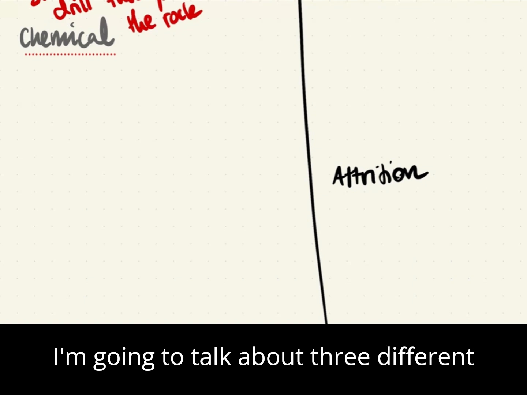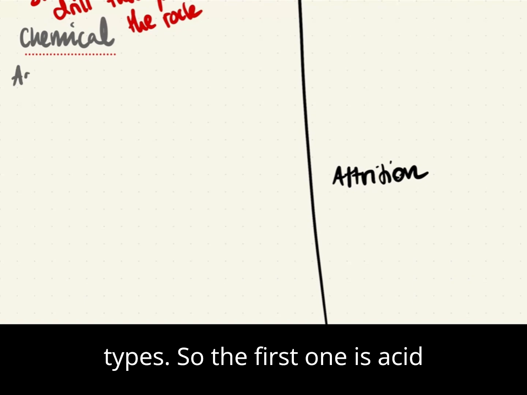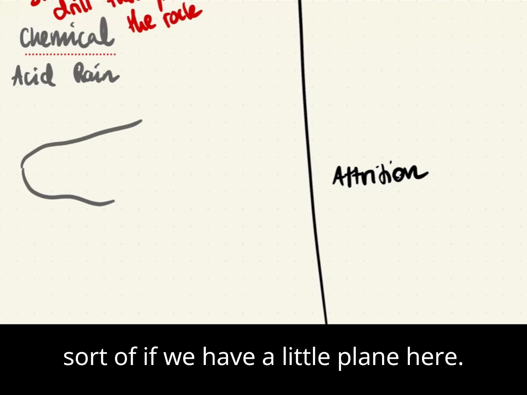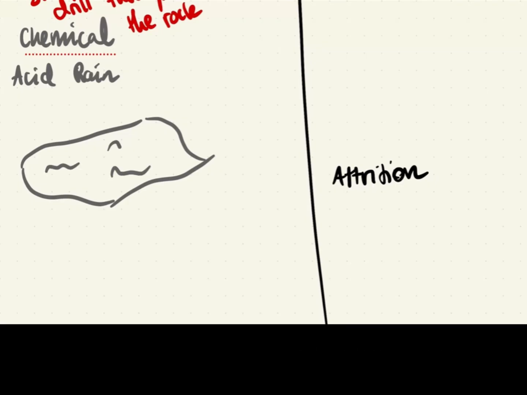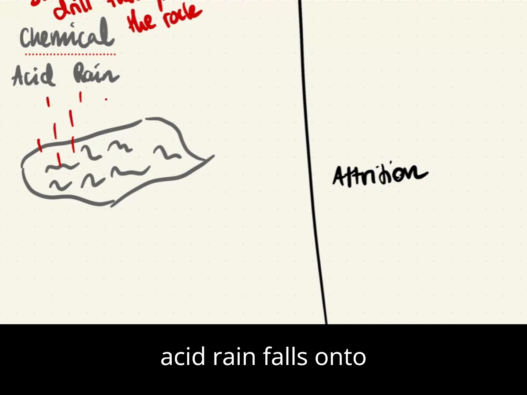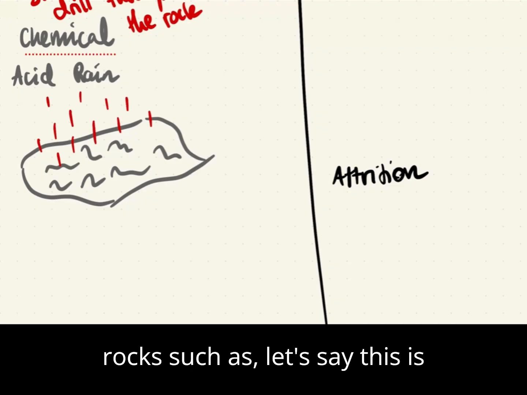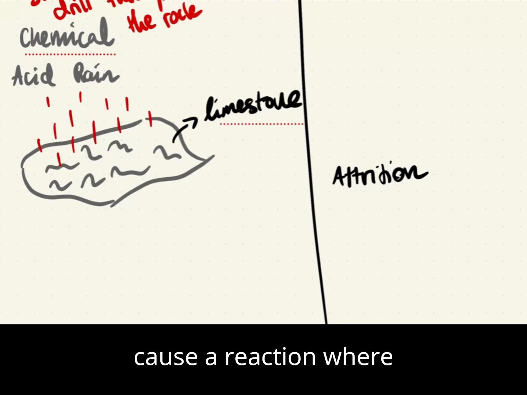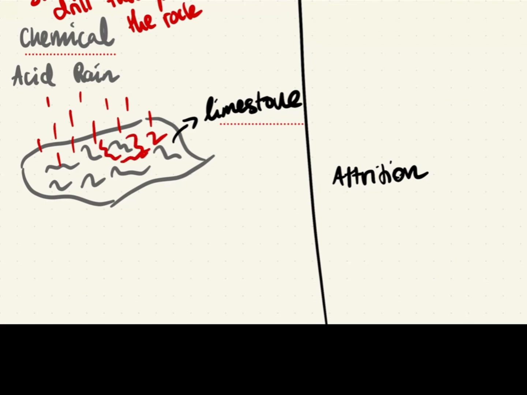I'm going to talk about 3 different types. The first one is acid rain. If we have a little plane here, what happens is our acid rain falls onto rocks such as, let's say this is limestone, and causes a reaction where this rain dissolves the rock around, and is characterized by these raised bumps in the rock.